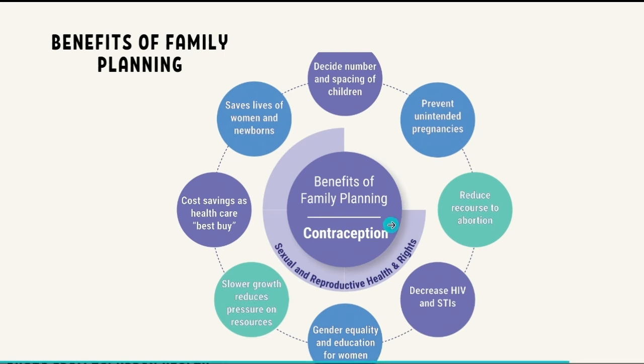Family planning also decreases HIV and STIs, and promotes gender equality and education for women. So the person is not having children back to back to back when they can't take care of them, and they actually get to go to school and get their other life goals out of the way as well. And this one is for females specifically. And then slower growth reduces pressure on resources. Once you do family planning, you're able to plan a lot more. For example, if you know you can't take care of 5 children, it means you're not going to have 5 children, right? That's basically what it means.